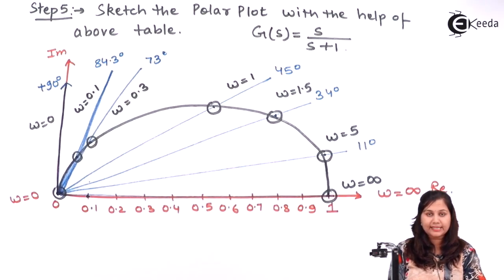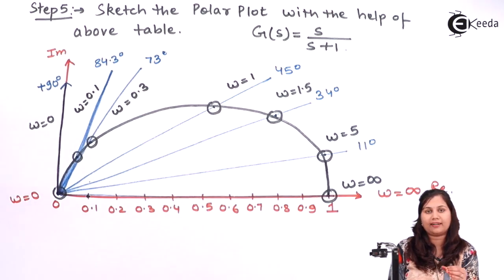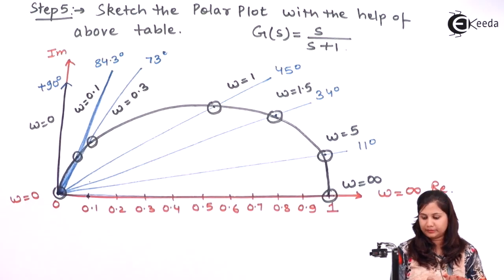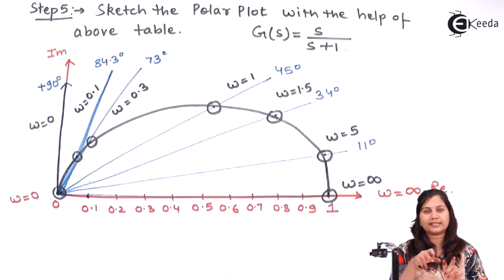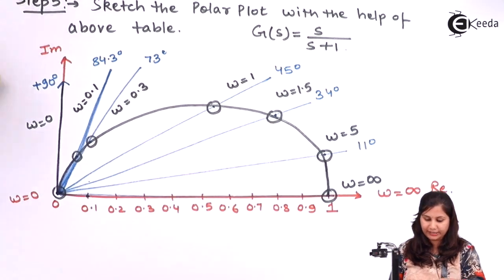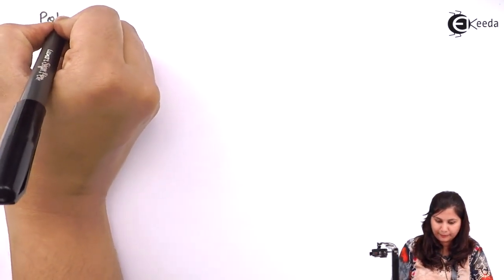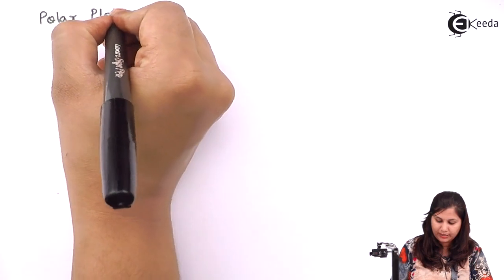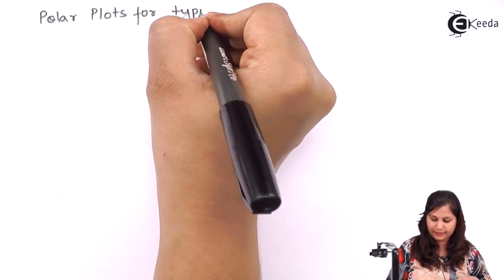Now let us see what the polar plot will be for the various types of transfer functions. There are standard transfer functions, so let's take a tabular form and then we will see that if the transfer function is in this form, then what will be the polar plot. So let us study the polar plots for some typical transfer functions.